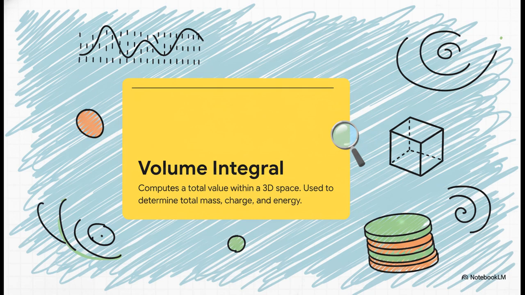And you can probably guess the next one. A volume integral adds up a quantity throughout a three-dimensional space. This lets us find the total mass of an object that has a varying density, or the total electric charge that's just hanging out inside a cloud.